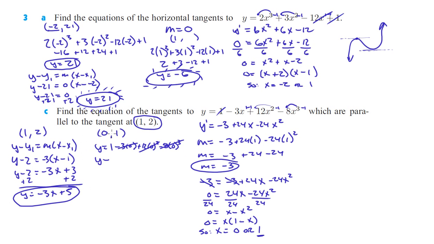Then we can also do the same point slope over here. So we get y minus 1 equals m, which is negative 3 times x minus 0. So y minus 1 equals negative 3x, since negative 3 times 0 is 0. Add 1 to both sides, and we get y equals negative 3x plus 1. There's the equation of both the tangent lines on this function that are parallel to the tangent at 1 and 2. Okay?